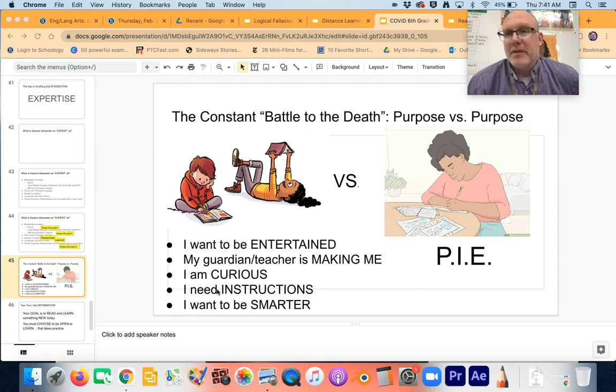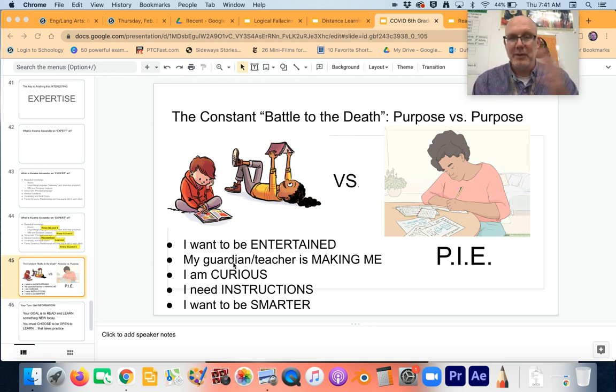I need instructions. Some of you read because you have to find out how to do something. I need you to do this. Here's a book. Read it. Find out how to do it. And lastly, some people just want to read to be smarter, right? For years, I wrote down words that I didn't know. And that was me being smarter. So the idea here is these are all what a reader is coming in with.